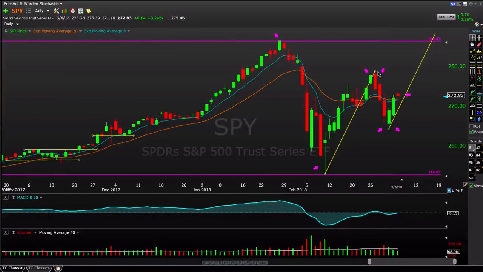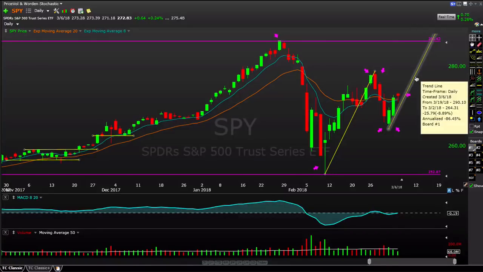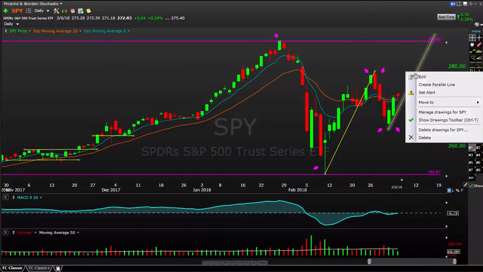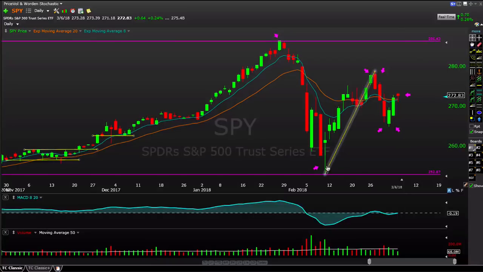We'd want to take out this prior pivot, and that would be the path we would expect this market to embark on if the bulls are really going to take hold here and lift us higher to the upside.